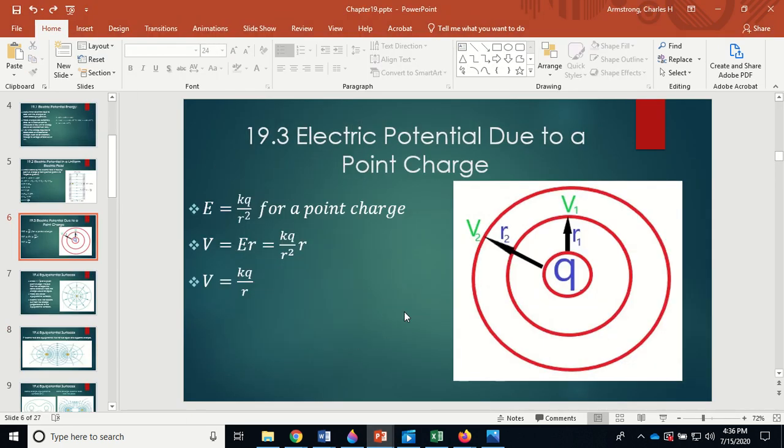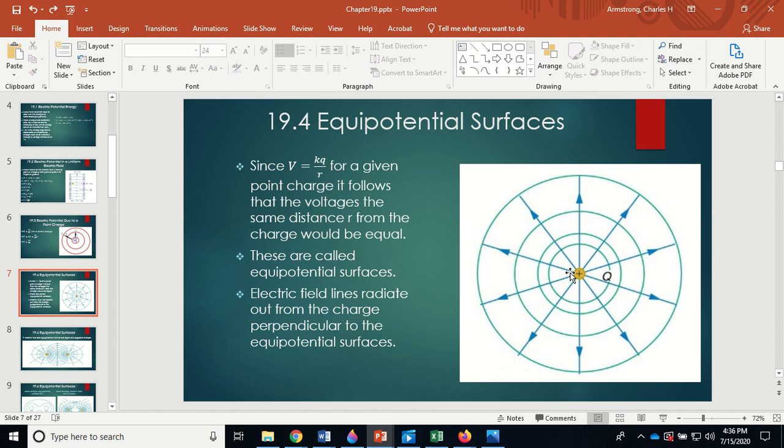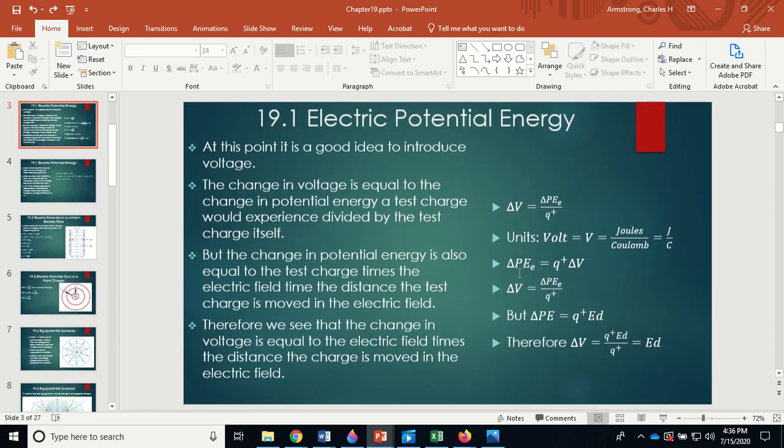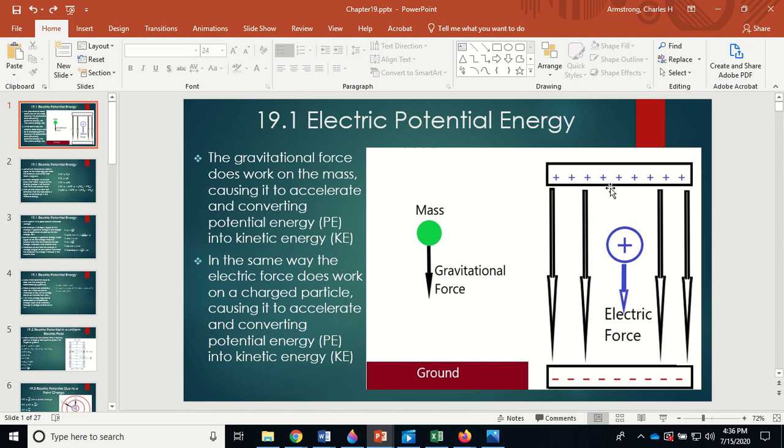Now these are different electric field lines. Again, the electric field lines, just like we've been talking about before, start on the positive and go towards the negative. We had that up here. So they start on the positive, they go towards the negative.